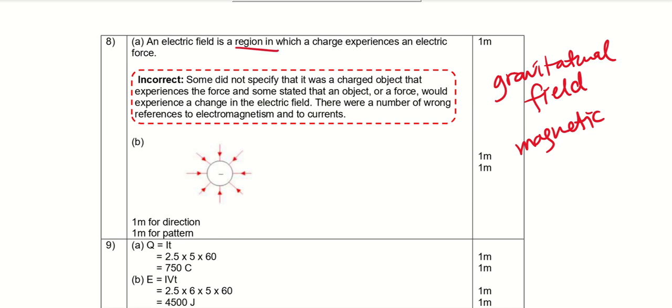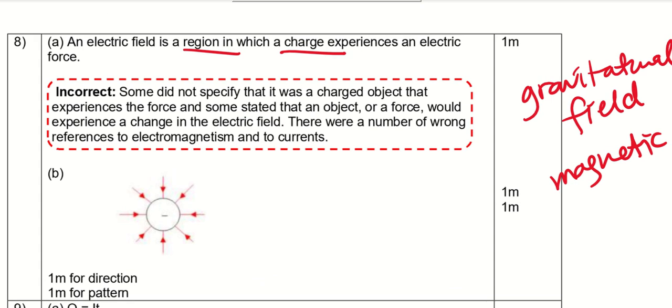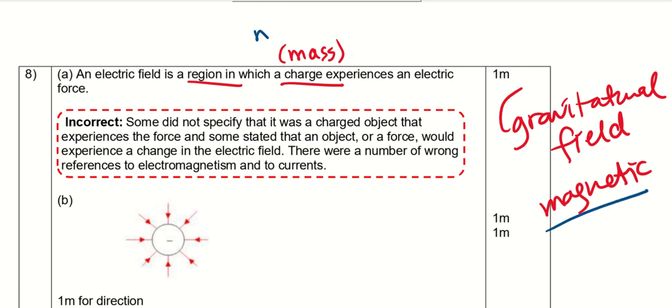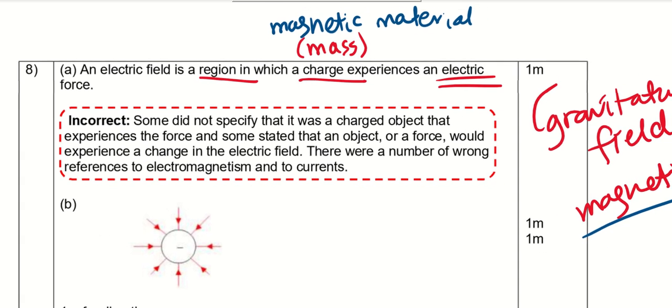It is a region. Can we reuse this word for magnetic field and gravitational field? We can, right? In which a charge. So this electric field actually acts on a charge, right? But for gravitational field, we have to change it to mass. For magnetic field, it will be a magnetic material. So like that, you just need to change it and you have a buy one get two free definition. So in which a charge for electric field, in which a mass for gravitational field, and magnetic material for magnetic field. And then the next thing that you need to change is your kind of force: gravitational force, magnetic force. Please use this to help you memorize.